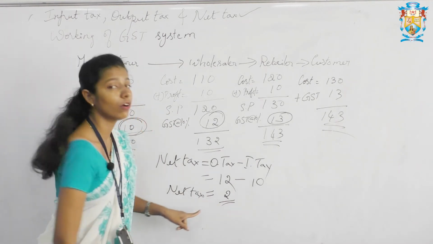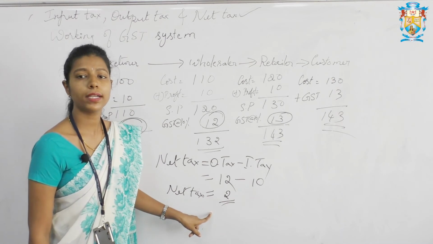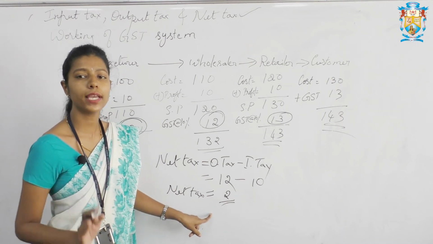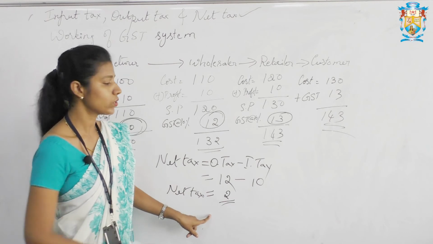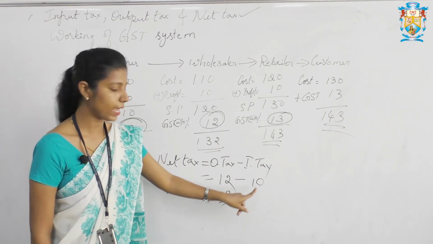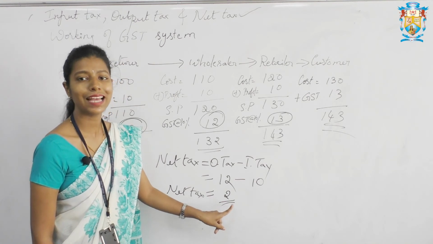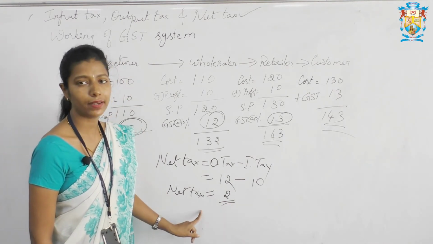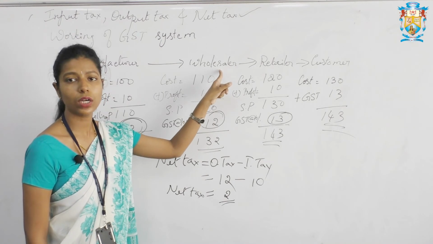Already I gave the meaning of net tax. Net tax is nothing but the tax paid to the government after all the adjustment of input tax credit. So here, after all the adjustment, after subtracting the input tax from the output tax, what tax is remaining? That 2 is paid as net tax by the wholesaler to the government.